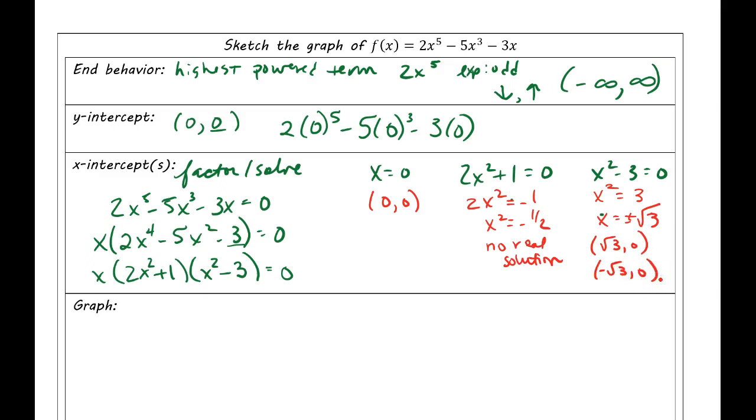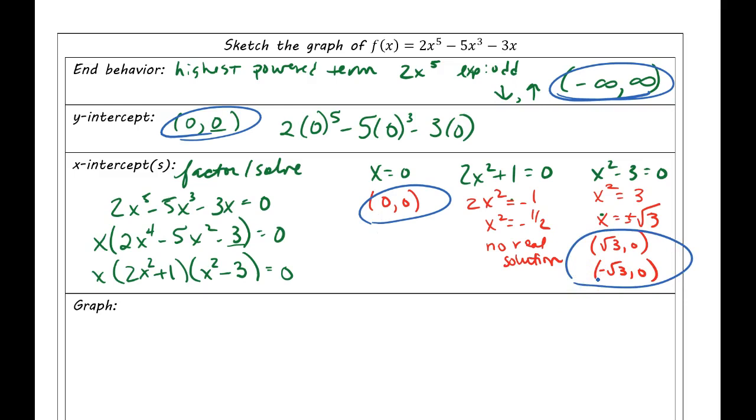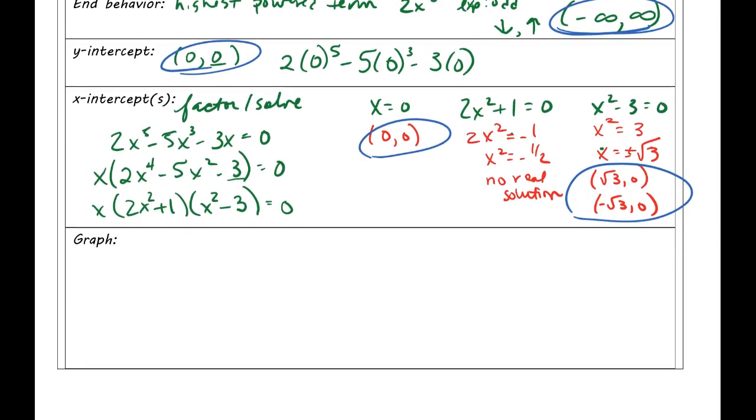So now that I have all the important information, I'm going to try to make a graph. So all of these things that I'm circling need to be on my graph, okay? So how do I do that? Well, I'm going to start by just sketching my x and y axis, and I always put my intercepts down first. So my intercepts are 0, 0, and then these two. Now we're going to have to approximate, okay? The square root of 3 is close to the square root of 4, which means it's close to 2. So it's like a 1 point something close to 2. So it's probably right in there. And then a negative of one of those.